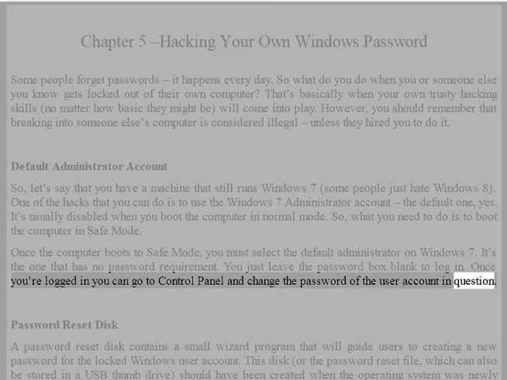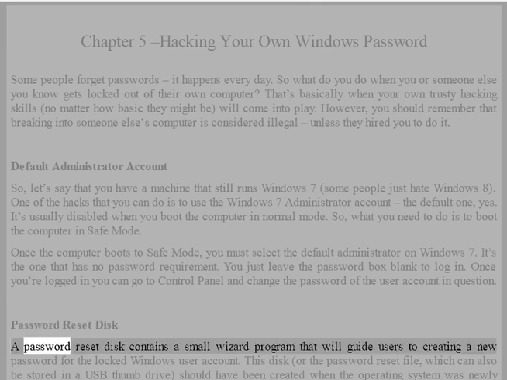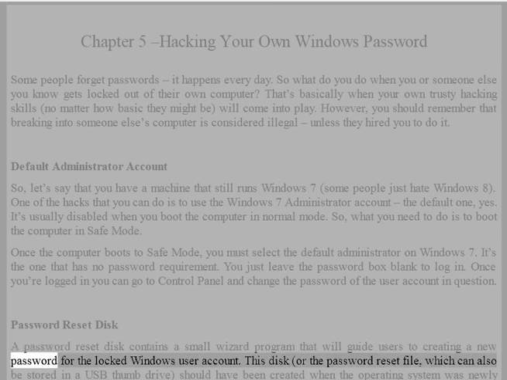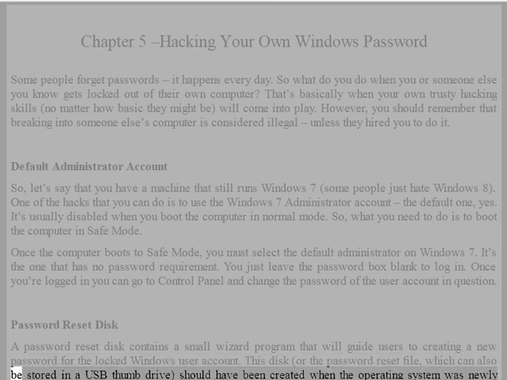Password Reset Disk. A password reset disk contains a small wizard program that will guide users to creating a new password for the locked Windows user account. This disk, or the password reset file, which can also be stored in a USB thumb drive, should have been created when the operating system was newly installed. Most people just make the reset disk and forget about it.